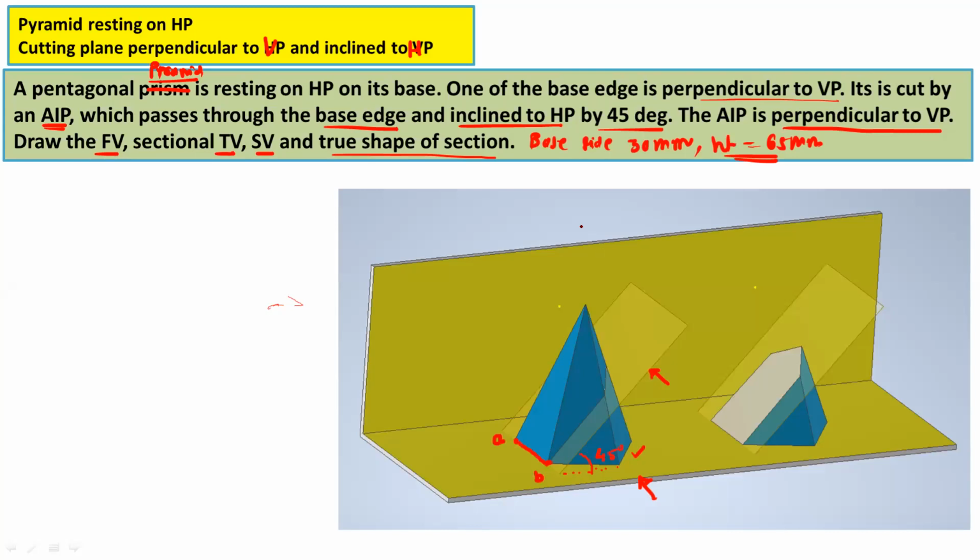So in the top view, you can observe a pentagon. So you should draw this pentagon in such a way that one of the base edges is perpendicular to the vertical plane. So when you draw that pentagon, just draw one line, that is a side of that pentagon, which is perpendicular to the XY line. And then you can complete the remaining pentagon.